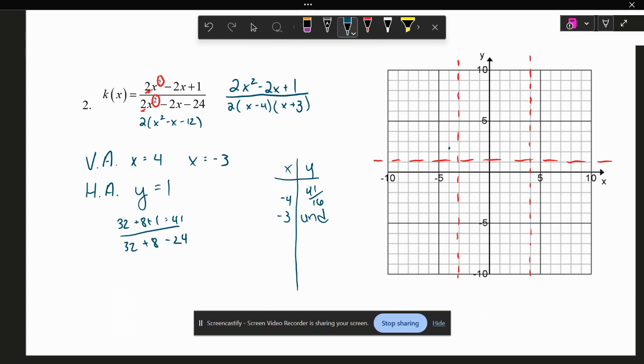So I've got a point that's here. If I want to plug in another point, I can to double check myself, but my graph is going to look something like this. It's going to follow the curve. It will not cross because they are asymptotes. It will not cross.